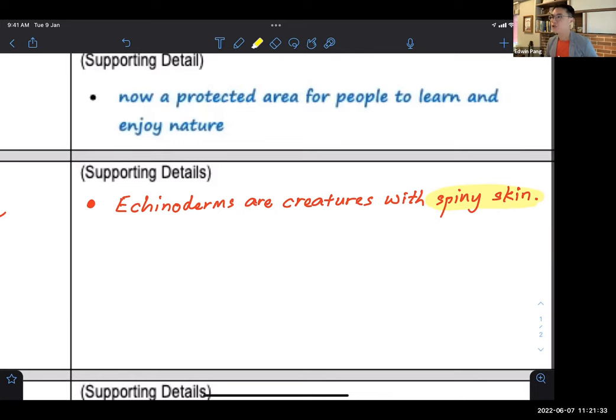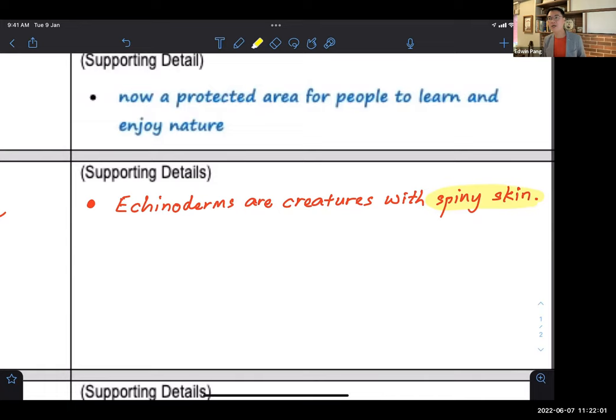Are human beings echinoderms? No. Do we have spiny skin? No, right? When we get angry, spines don't shoot up out of us, right? We're not like porcupines, right? So we're not echinoderms, okay? Echinoderms specifically refer to sea stars or starfish. We are called Homo sapiens or human beings, right? We don't have spiny skin.